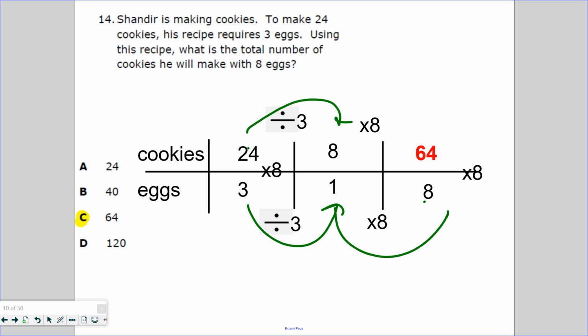How do you build 1 egg to 8 eggs? Times 8, 64 cookies. Did you see an up and down relationship? How do you turn 3 eggs to 24 cookies? Times 8, 8 times 8, 64.